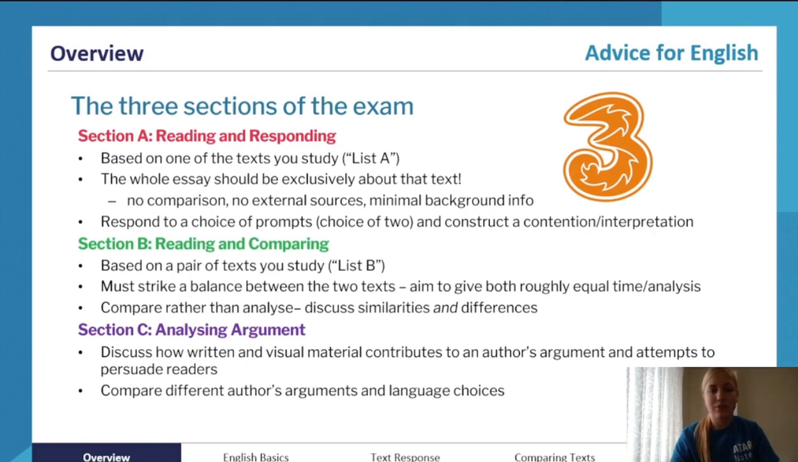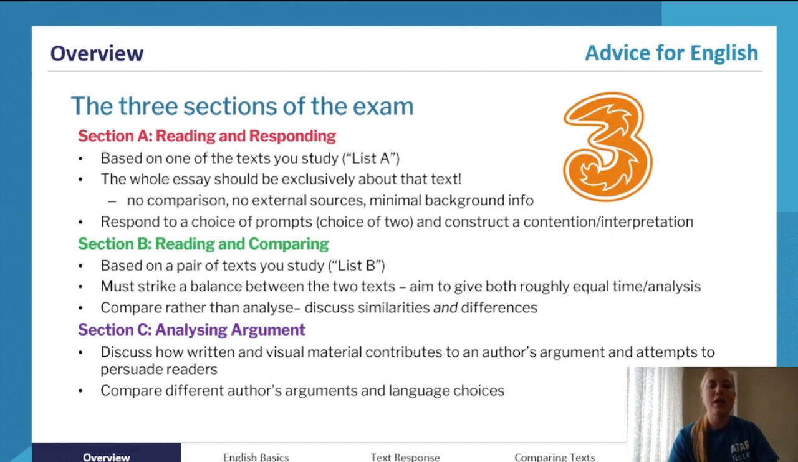Some advice for each of the sections of the exam, or a summary of what you need to be doing. Section A, which is your text response, is going to be based on one of the texts that you studied for text response. Some students actually prefer to write their analytical essay in response to the text that they studied for creative response, but that's optional and completely up to you. It's obviously recommended to stick with what you've been studying at school because you've been analyzing and interpreting that text, so it's a lot easier. The whole essay should be exclusively about that text and nothing else.